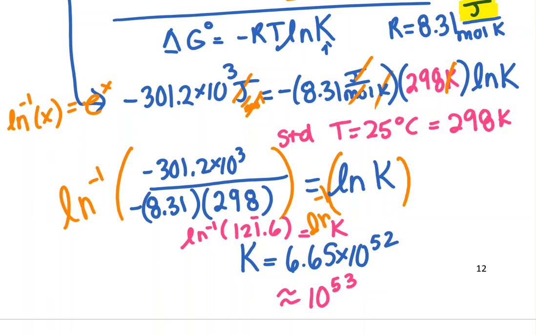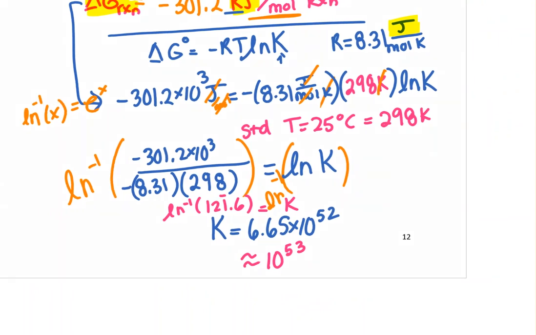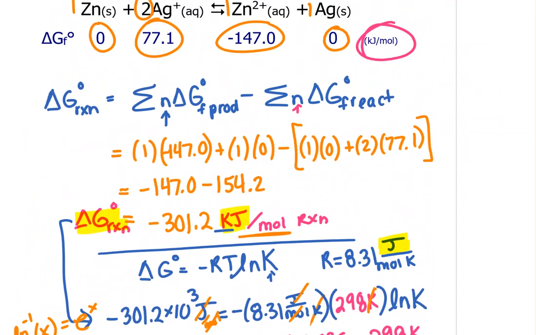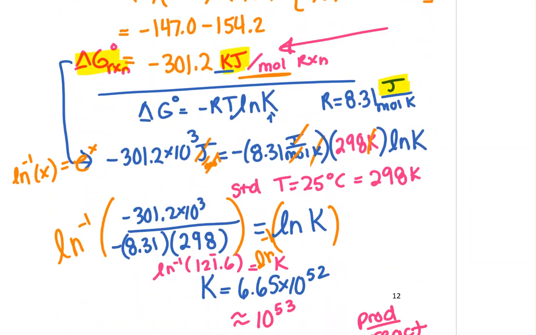Does that make sense? Well, saying that this is a really huge number means that the products are really favored because equilibrium constants are products over reactants. And if we go back here, we see that our Gibbs free energy was negative. That would mean that it's spontaneous. The products are favored. So that makes sense.